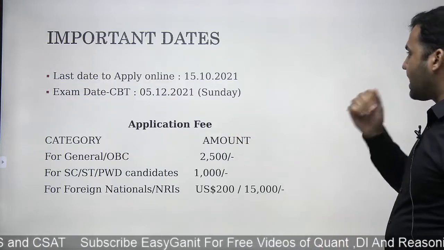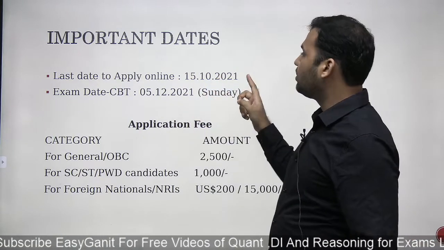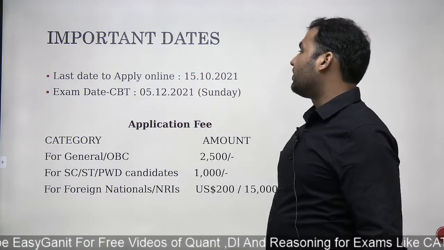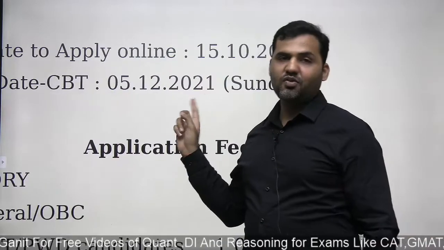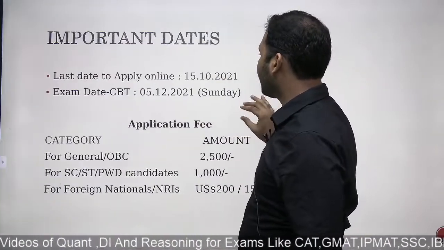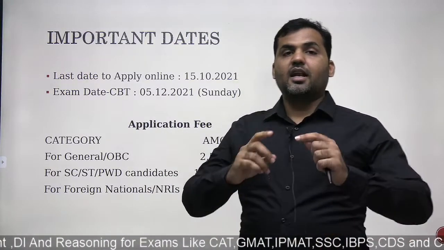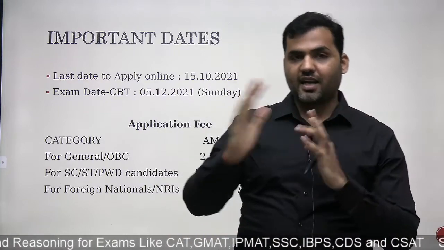Talking about important dates. This year, if you're going for IIFT, 15 October is the last date to apply. The exam date is going to be 5th of December. Now, this date is very, very important, right? It's just 1 week after the CAT exam, guys, right? There's only a 6-day gap between CAT and IIFT.